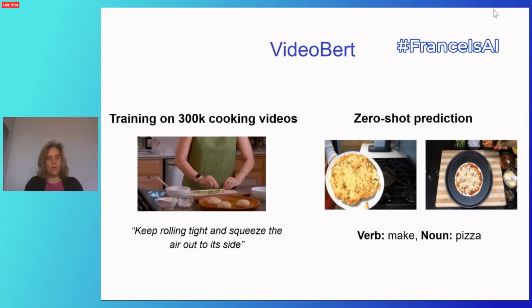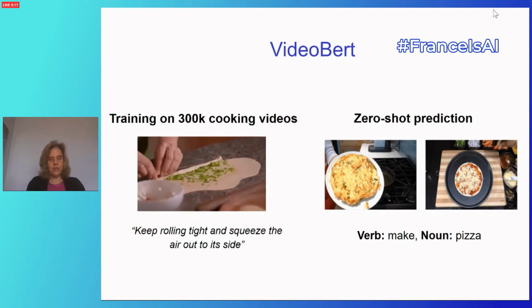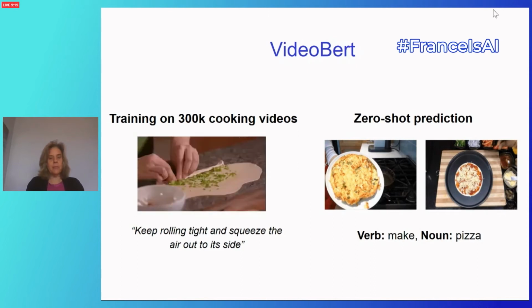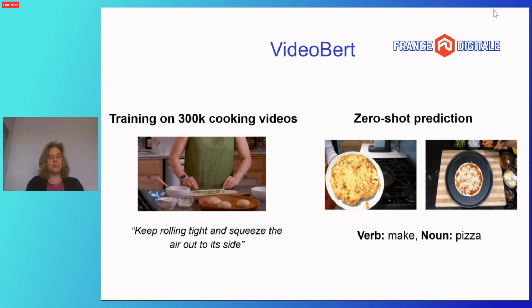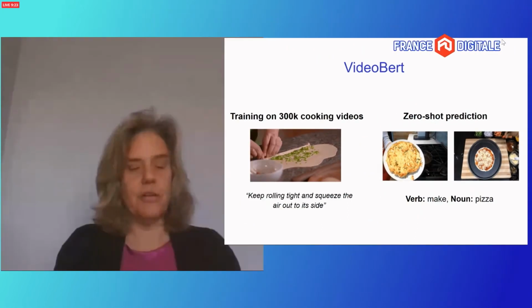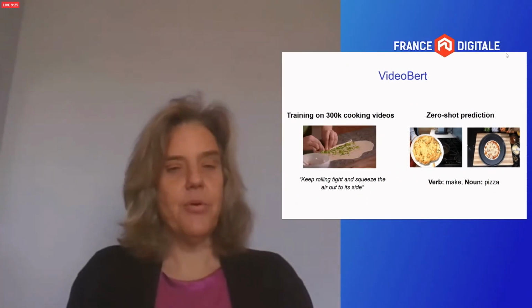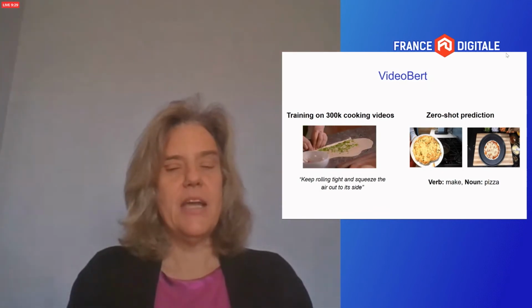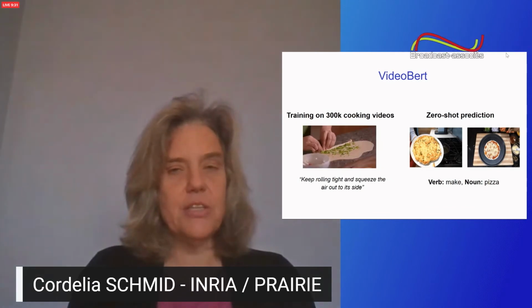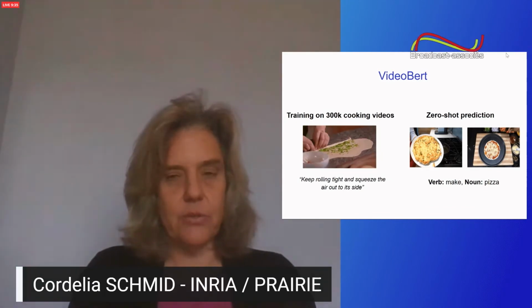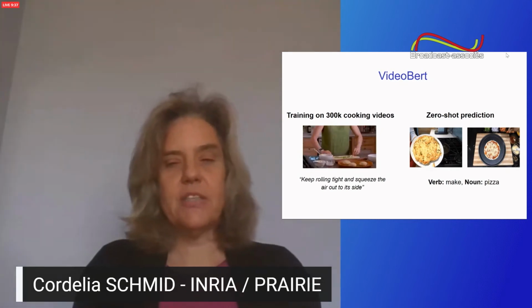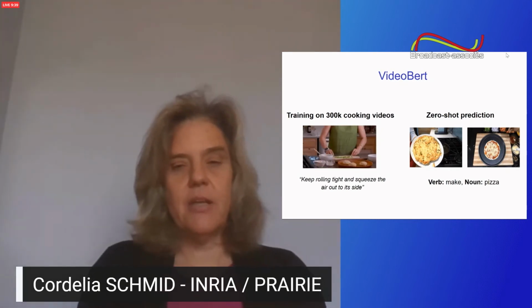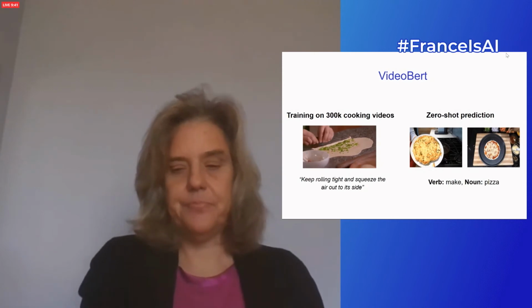We train our model on 300,000 cooking videos. Cooking videos come in many cases with speech describing the content of the cooking videos. For example, here, keep rolling tight and squeeze the air out to its side. The obtained model can then be used for zero-shot prediction on previously unseen test videos. On the right, we show two examples and the corresponding prediction, make and pizza.